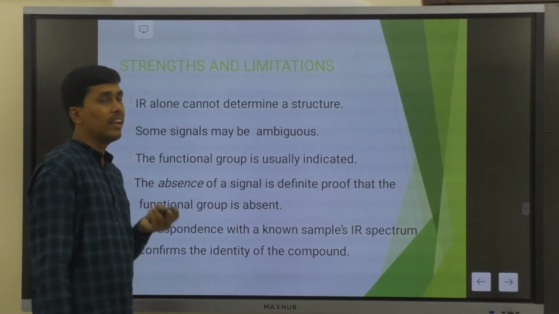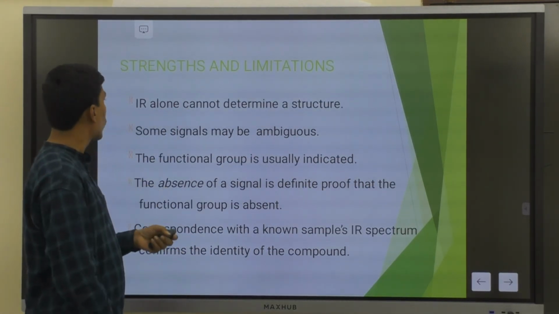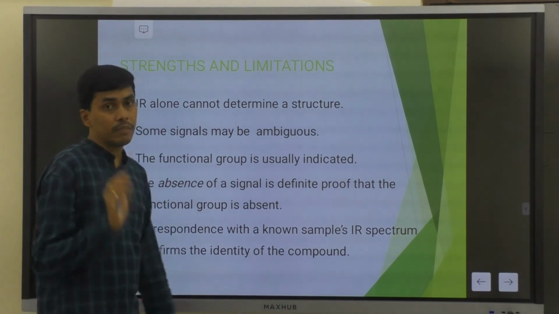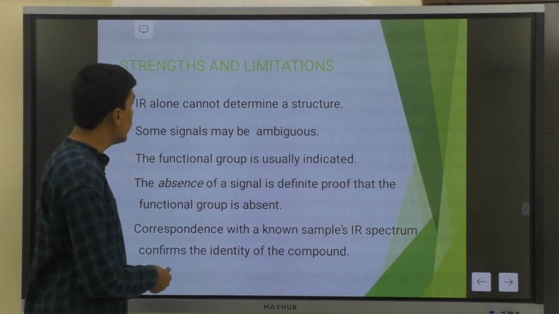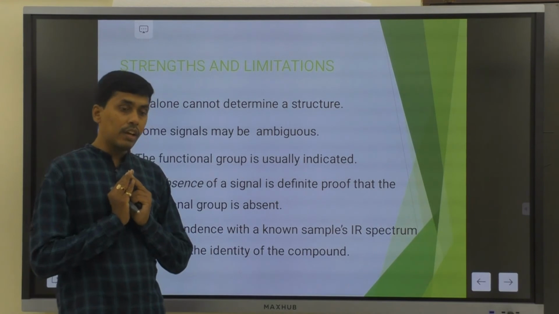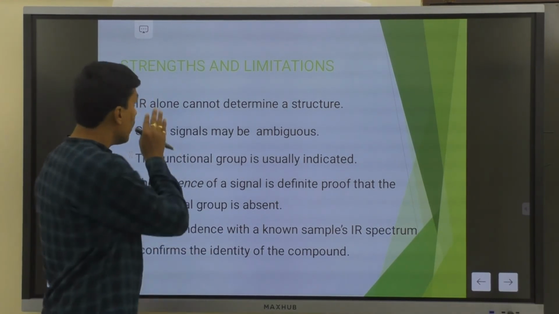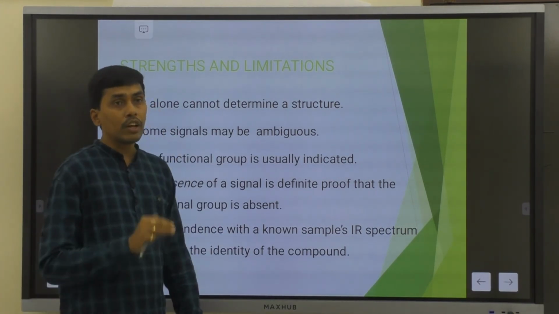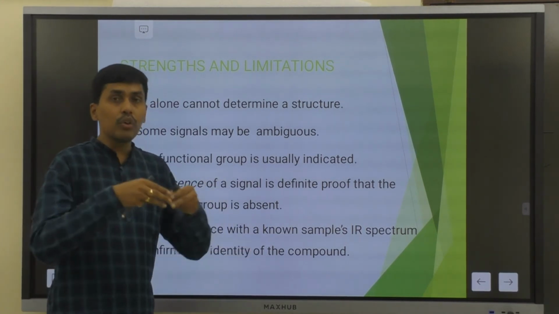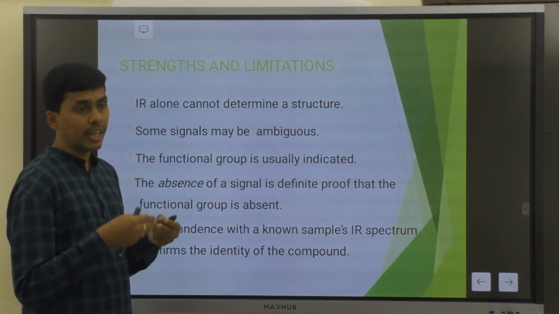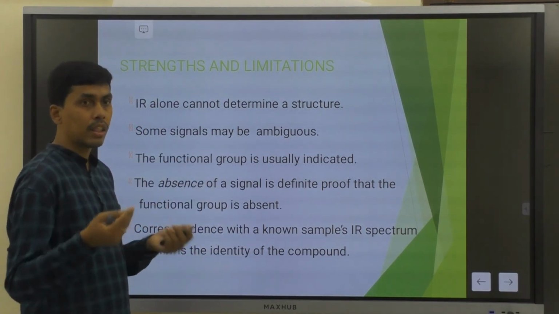Okay, what are the strengths and limitations of IR spectroscopy? IR alone cannot determine a structure. This is important. IR is very much useful, but with IR alone we cannot determine the structure. We need to use other spectroscopic techniques also, like UV, NMR, mass, like that.